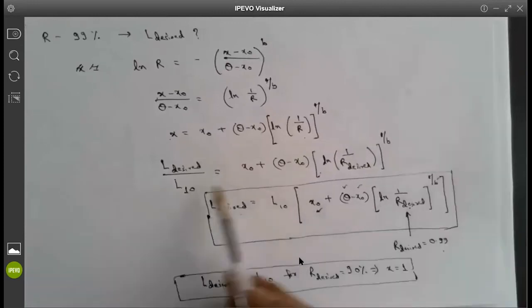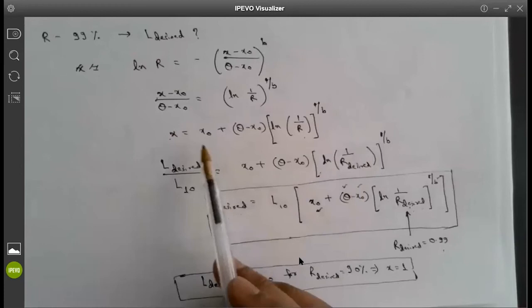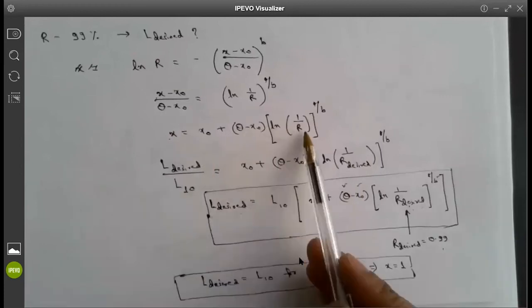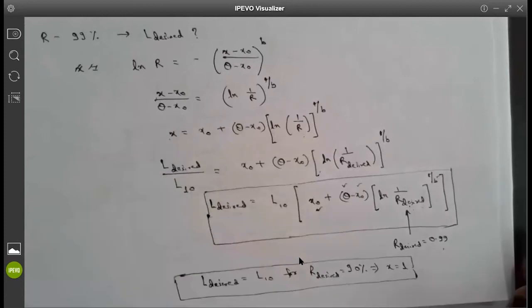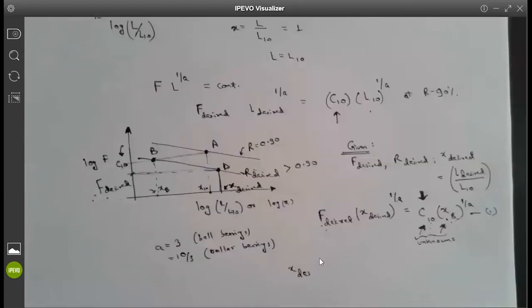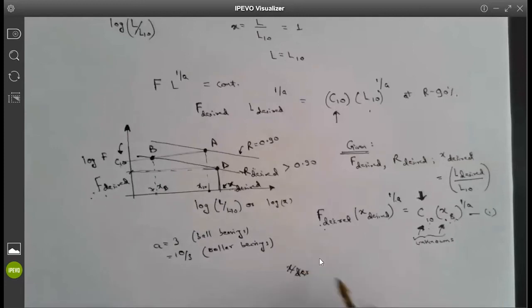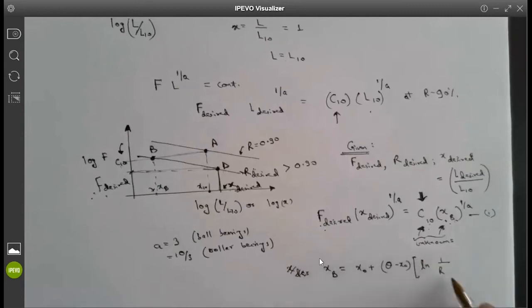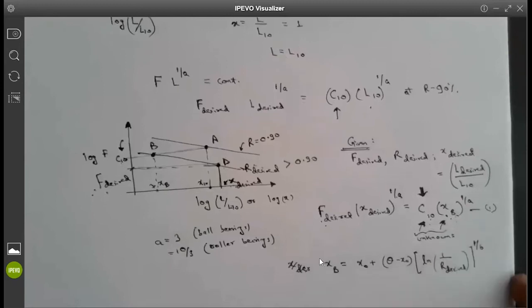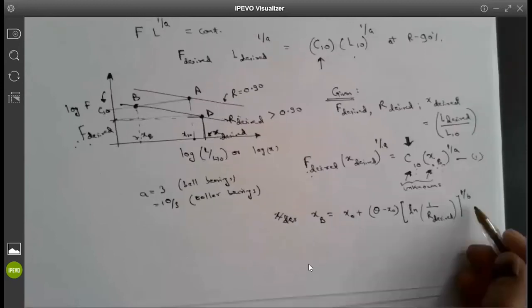Remember this relationship we just derived? If you know what your R is, you can find your X. So what we actually do with that is use this equation. We know xb is nothing but x naught plus (theta minus x naught) times the natural logarithm of 1 over r desired, all raised to the power 1 over b. This is my second equation.